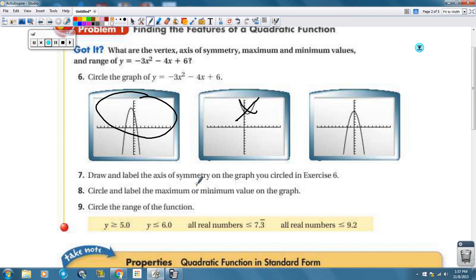Now, we want to draw and label the axis of symmetry. We want to use this one. So let's label and draw the axis of symmetry on the graph that you circled. The axis of symmetry is going to go through that point. How do I know?